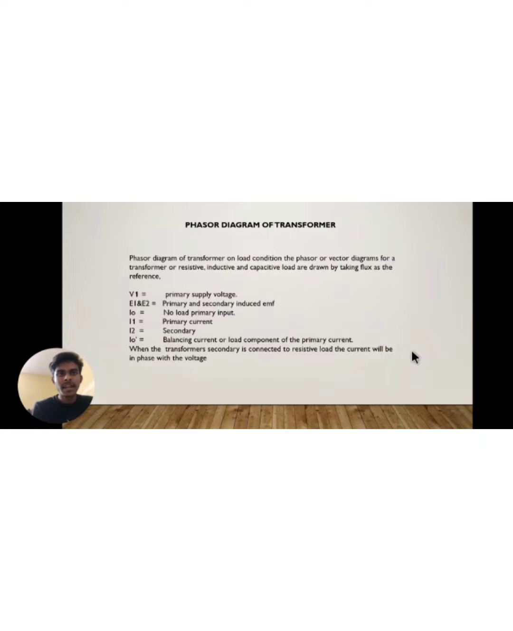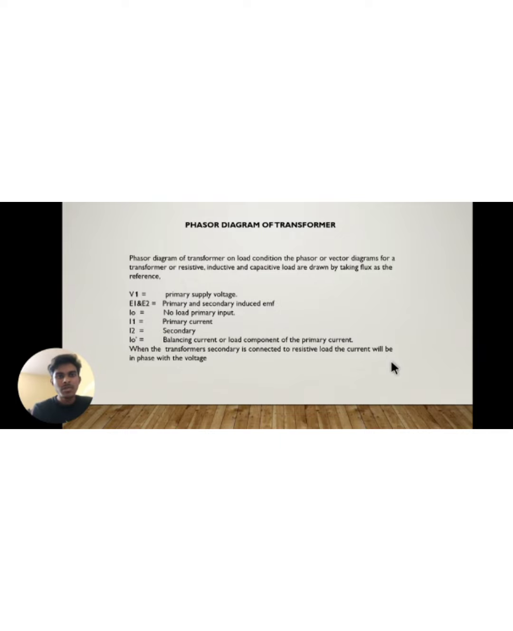Next is the phasor diagram of the transformer on load condition. The phasor or vector diagram for a transformer on resistive, inductive and capacitive load is drawn by taking flux as reference. V1 is the primary supply voltage. E1 and E2 are the primary and secondary induced EMF. I1 is the primary current. I2 is the secondary current. I0 dash is the balancing current or load component of the primary current.